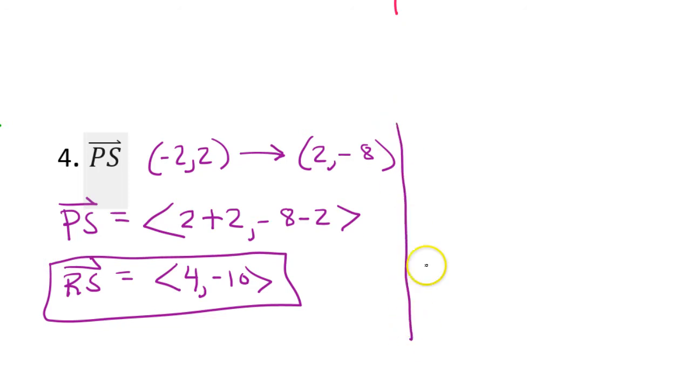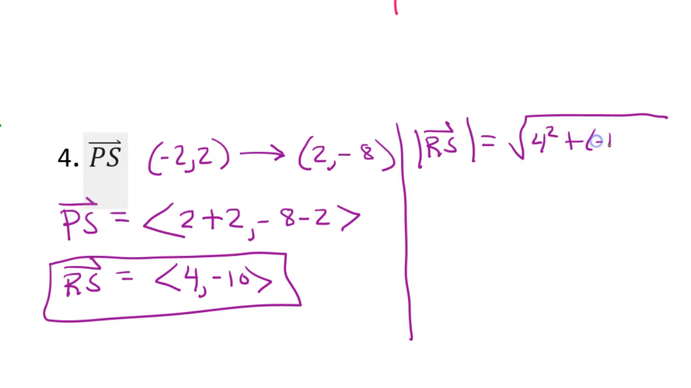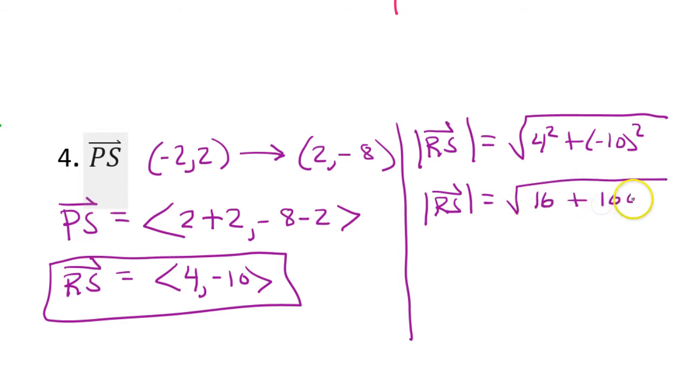All right, now let's talk magnitude. That's going to be the square root of 4 squared plus negative 10 squared. So that's going to be the square root of 16 plus 100. So that's going to be the square root of 116.